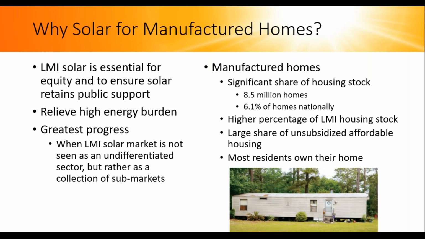In general, we're going to make the greatest progress when we don't think of the LMI market as an undifferentiated whole, but instead think of it as a series of submarkets, each submarket requiring its own strategy. Manufactured homes is one of those submarkets. Affordable multifamily housing is another. Single-family homes is another. So there are a series of submarkets, all of which need their own strategy.